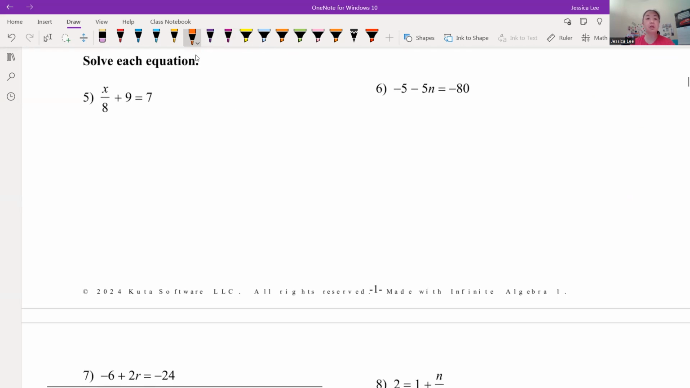Again, solving equations, it's the reverse of order of operations, right? Remember, if we're going to evaluate something, normally the multiply and divide comes first, you do that left to right, and then we add and subtract. And that goes again left to right. Since we're evaluating, we're going down this way. Evaluate.